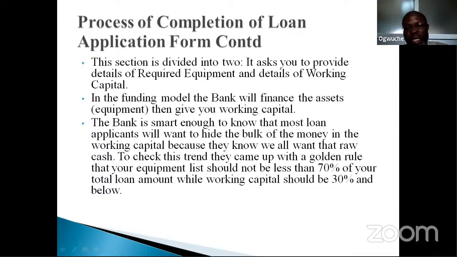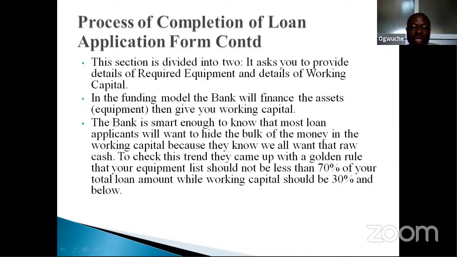So what we're saying basically here is that for the required equipment, the bank wants 70%. So if you are applying for 10 million, for example, 7 million should go into the required equipment. The bank actually wants you to go into that business. So it wants to make sure that you are able to buy the equipment.